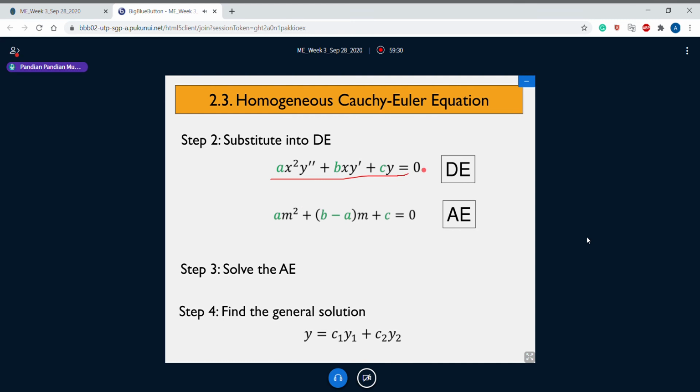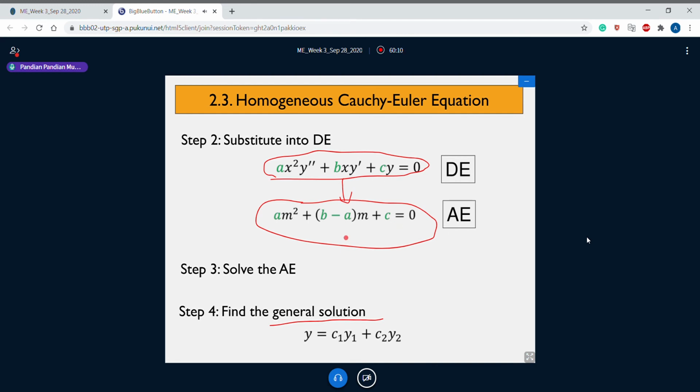So from this differential equation, this is Cauchy-Euler, you straight away create this very fast. This is very powerful. If you can create this, then you already find your m. Then we can move on to the general solution. So ax squared y double dash plus bx y dash plus cy equals 0 is the differential equation. And the auxiliary equation we already proved, so no need to repeat. You just have to write am squared plus (b minus a)m plus c equals 0.